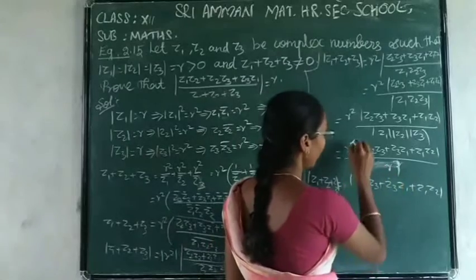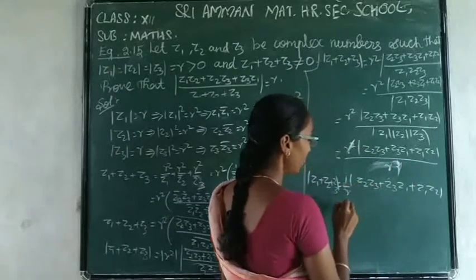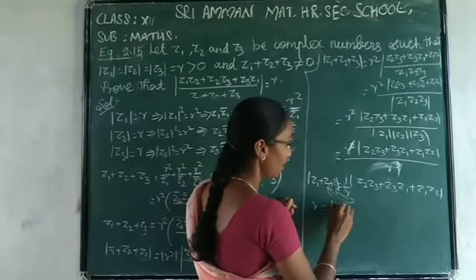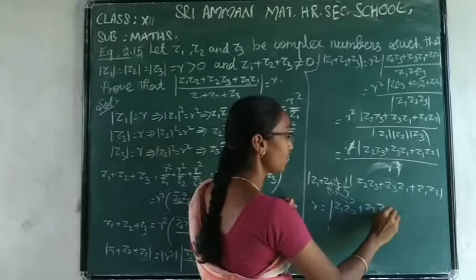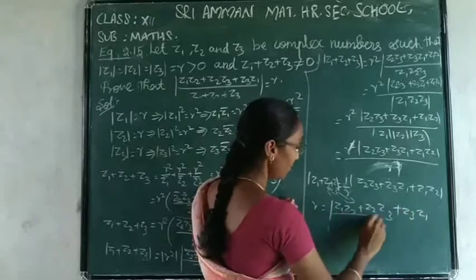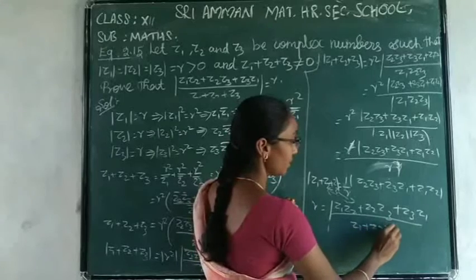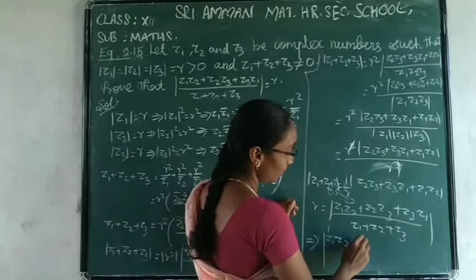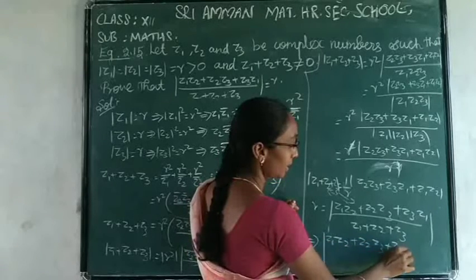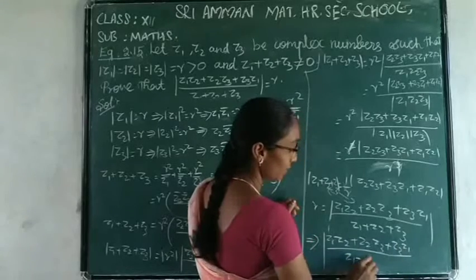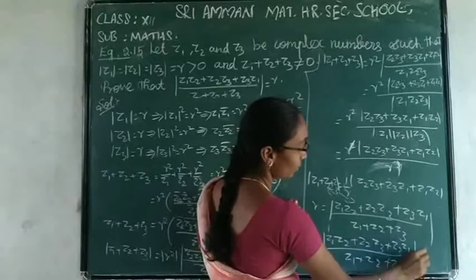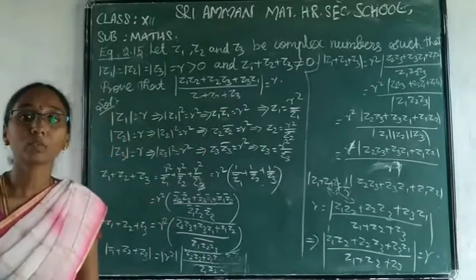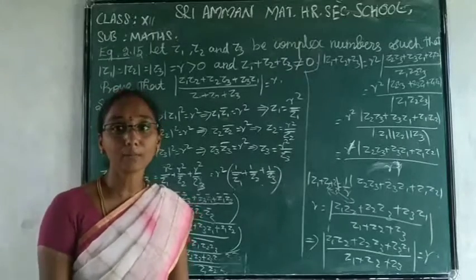Sorry, R square, this R cube cancels, 1 by R. So cross multiplying these two portions, R equal to modulus of Z1 Z2 plus Z2 Z3 plus Z3 Z1 divided by Z1 plus Z2 plus Z3, which implies modulus of Z1 Z2 plus Z2 Z3 plus Z3 Z1 divided by Z1 plus Z2 plus Z3 equal to R. Hence proved. Do you understand? Once again I will repeat this.